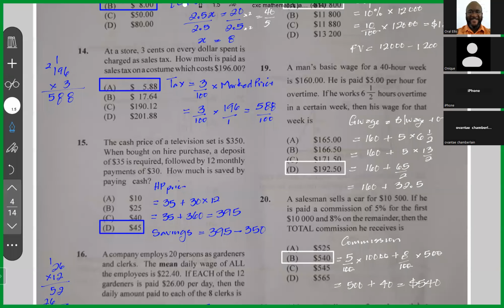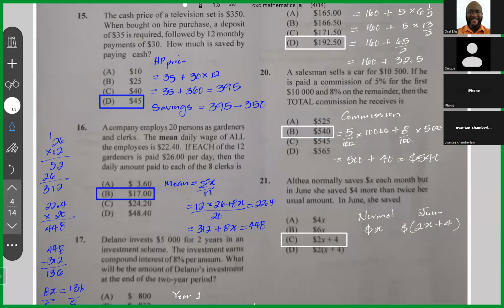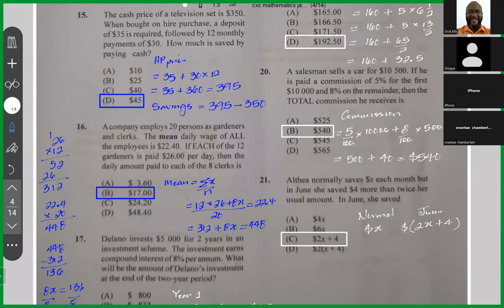It comes often. Nobody should get it wrong. The answer is 545. It says the cash price of a television set is $350. When bought on hire purchase, a deposit of $35 is required, followed by 12 monthly payments of $30.